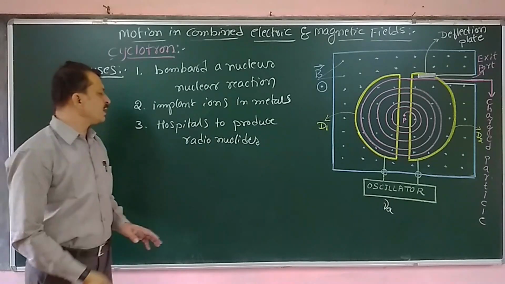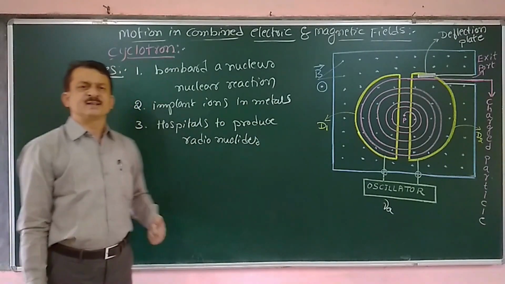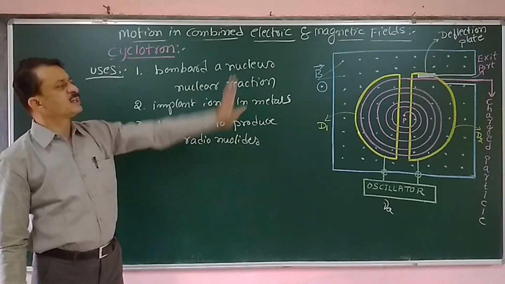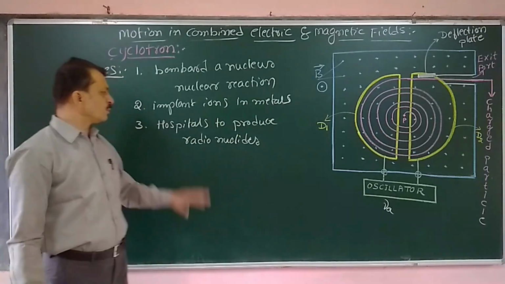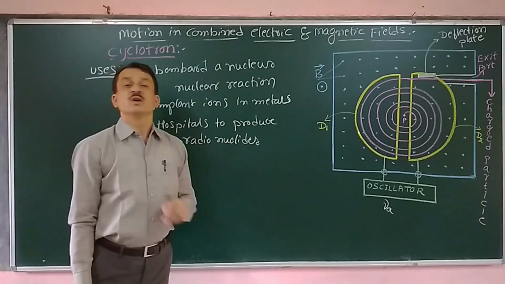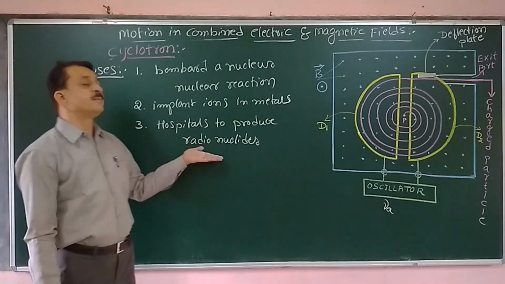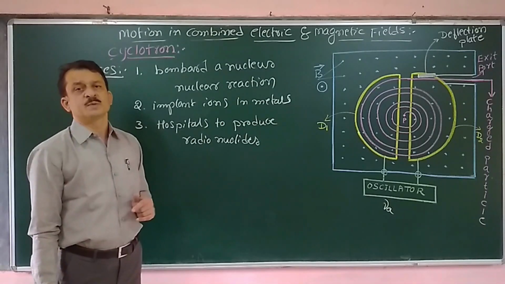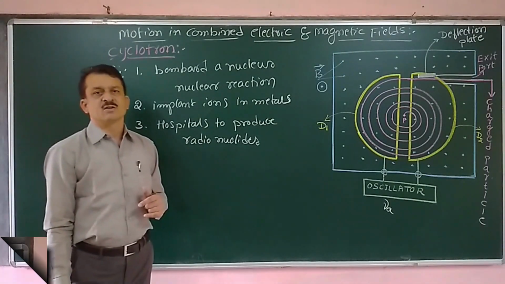In some diseases, for treatment we need radionuclides. To produce those radionuclides, we are using highly energetic charged particles from the cyclotron. Using the particles coming from the cyclotron, radionuclides are produced, and they are used in certain treatments. Now these are the three important uses of the cyclotron.